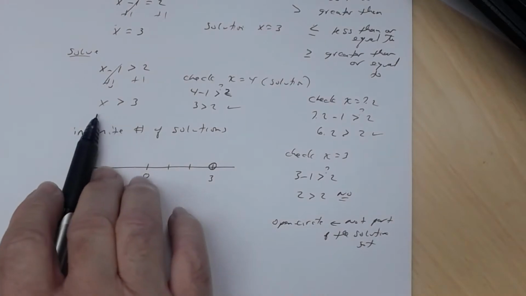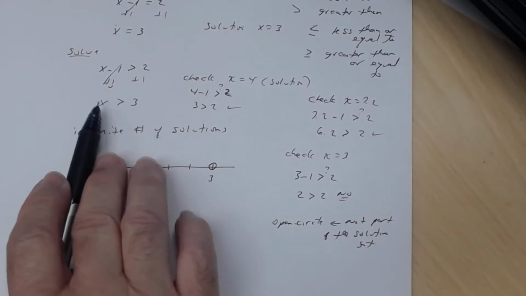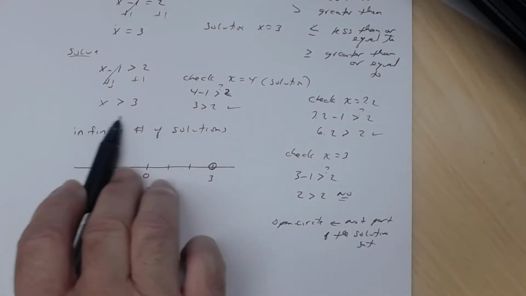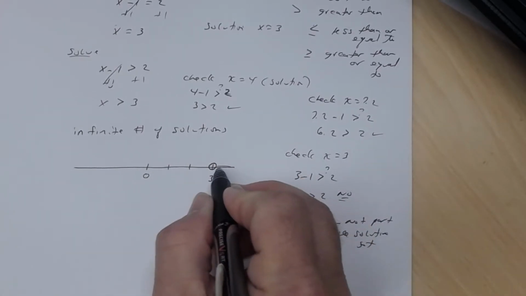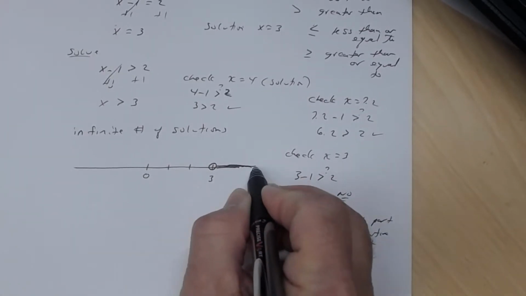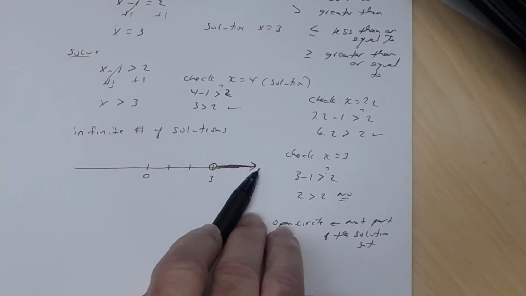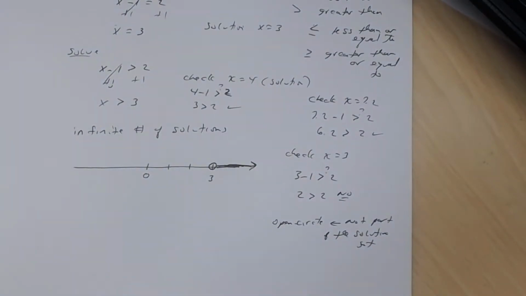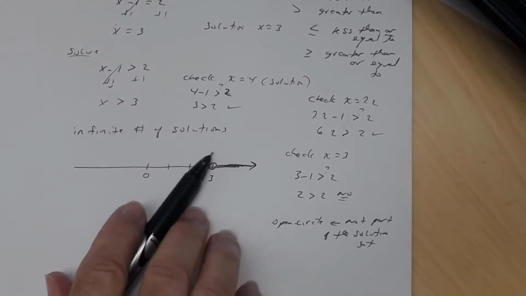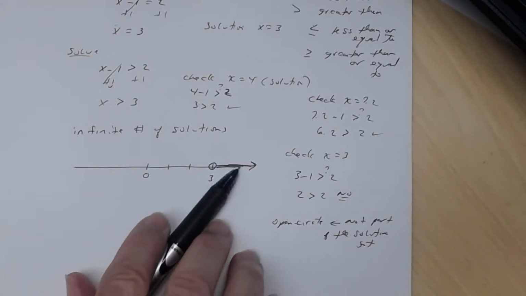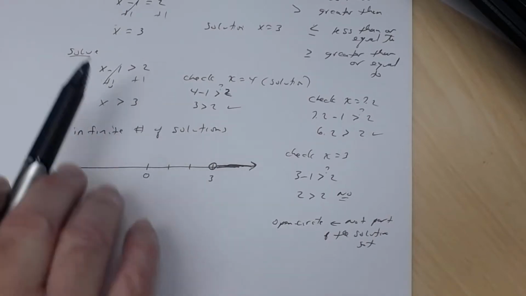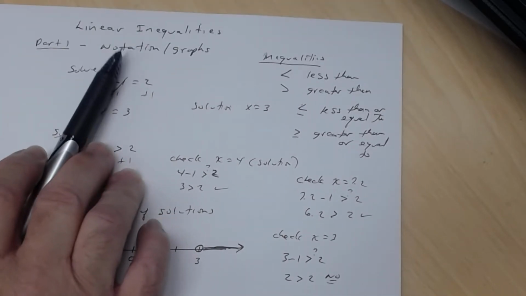So then we're going to shade in every number to the right of it, because I want to shade in every solution bigger than 3, so every number bigger than 3 is a solution. So you're going to do something like this, draw an arrow to indicate that it keeps going to the right. So that's what your graph looks like. All right, now, you're also going to be told at times that you want to write this in interval notation.